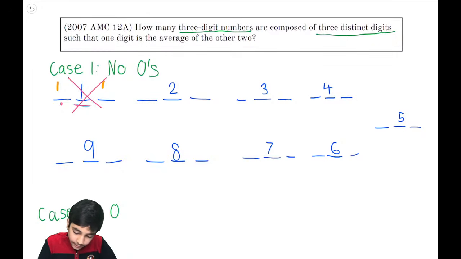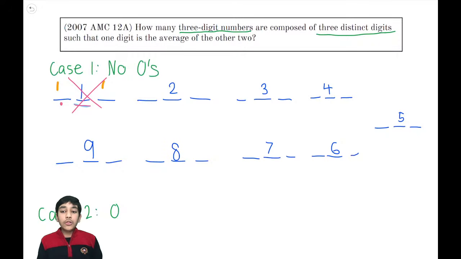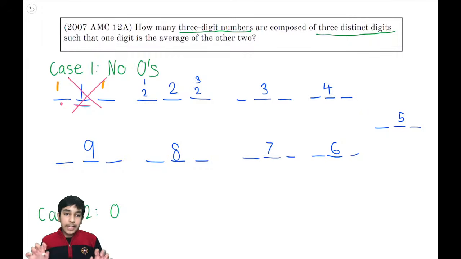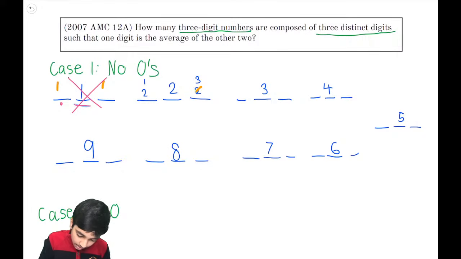The next case is if you have a middle digit of 2, meaning the sum of the first and third digits will be 2 times 2, or 4. So it's going to be 1 and 3, or 2 and 2, or 3 and 1. But again, I'm only counting the number of distinct arrangements right now. I'll multiply at the end. So 1, 3, or 2, 2. And again, 2, 2 doesn't work because that would mean the digits are not all distinct. So the only case that works is 1, 2, 3, and of course rearrangements of that, which we'll account for later.